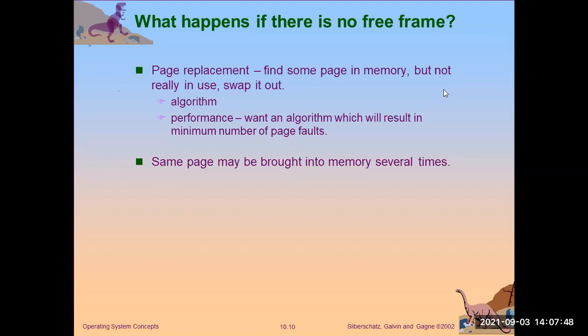Whenever there is no free frame, which frame should be chosen as a victim? Which page should be replaced? This is called page replacement. We have to find some page in memory which is not really in use, and that should be swapped out of the memory, so that there is vacant space for the page which is in use. Basically, we will study three different algorithms for how this page replacement can be done.